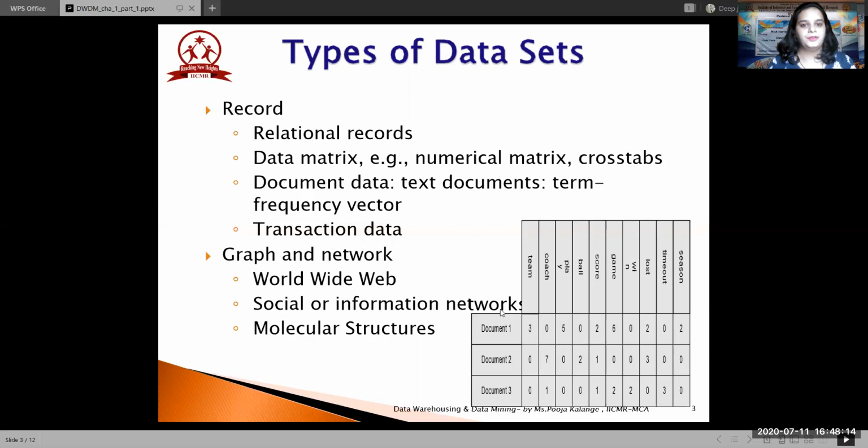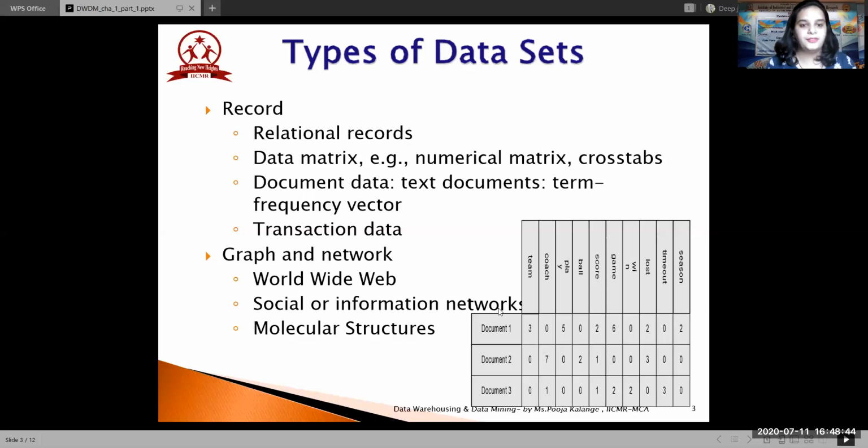Then the fourth type of record is document data, which covers text documents, that is, PDF files, text files, and flat files. And the fifth type of record is transactional data, the day-to-day transactional data of e-commerce, finance, and banking. So these are the categories of record: the relational record, then the numerical data matrix, then the document data, and then the transaction data.